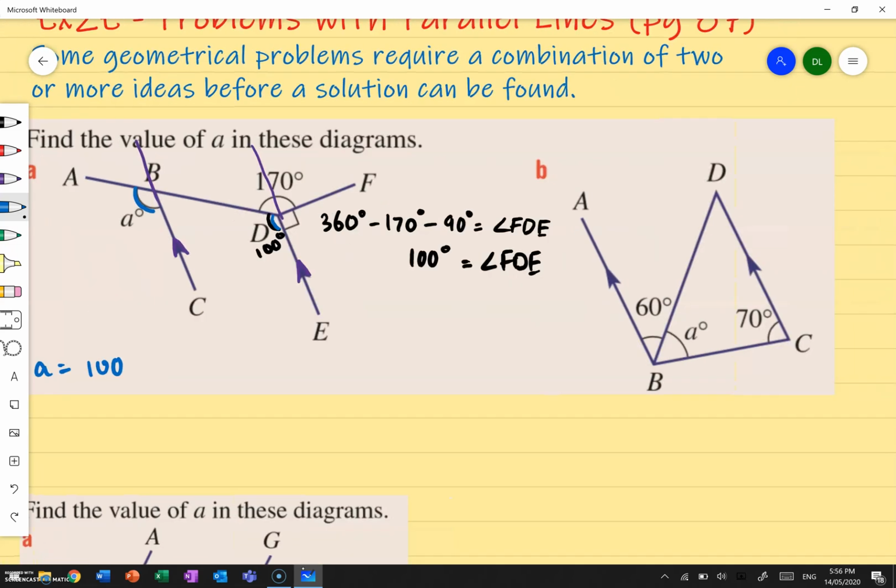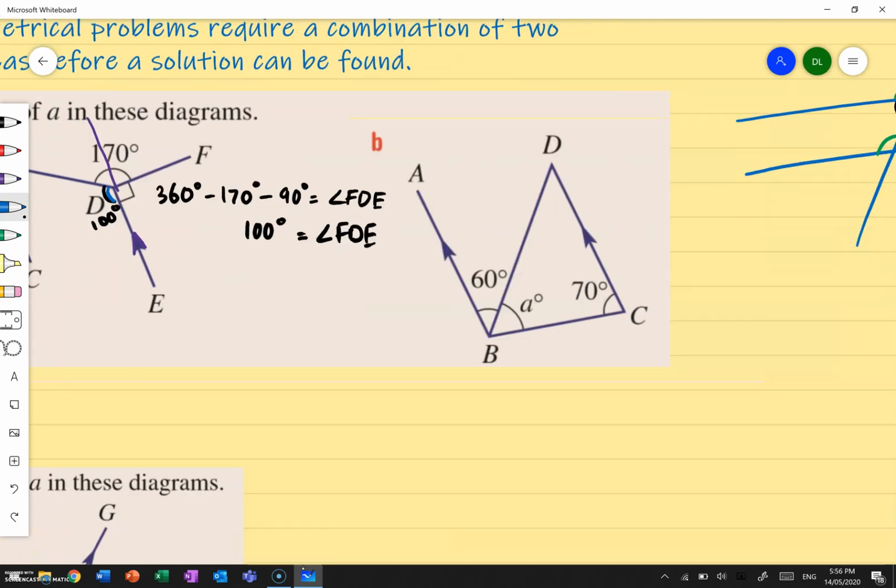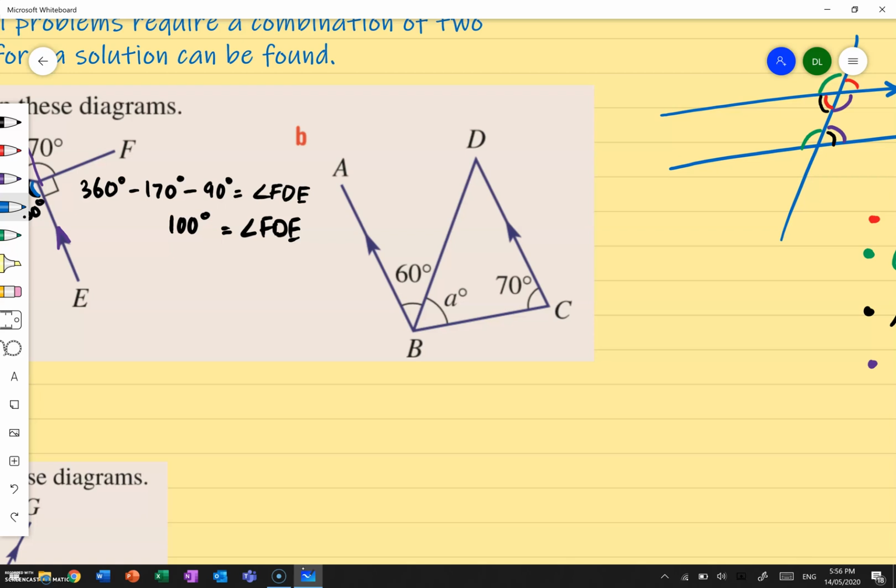Okay, let's go ahead and do the next one. So you see how I used two different steps? Let's do the same thing. Over here, I've got two parallel lines, so I'm going to extend them out a bit. I know they're parallel once again because of these arrows. Now, this one's 8 degrees.